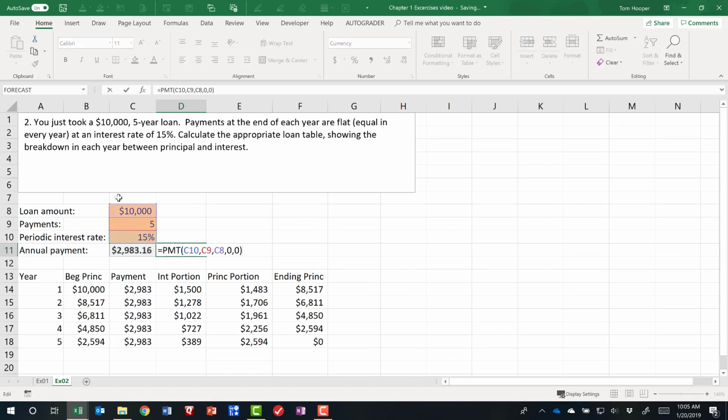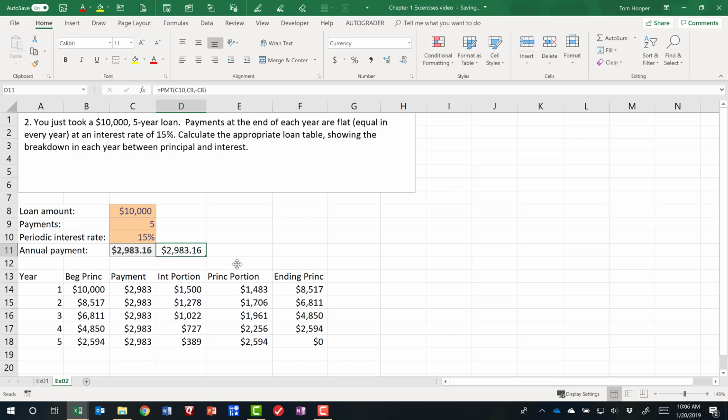Now it's negative because we put a positive loan amount in there. We make that one negative and get a positive answer out. We could also, like we did on the last one, delete these optional arguments. We know that they're optional because they're in brackets, and we'd still get the same answer.